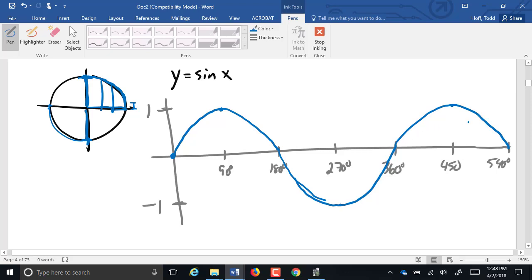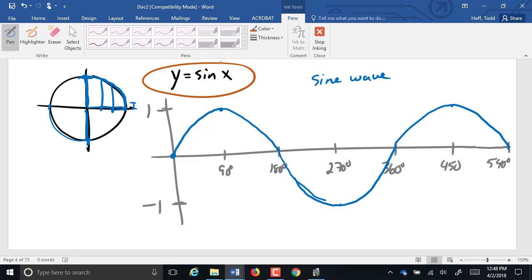You guys worked with the oscilloscope at all yet? Yeah. So you've seen this, of course, this is called a sine wave. This is the basic sine wave. Again, just y equals sine x.